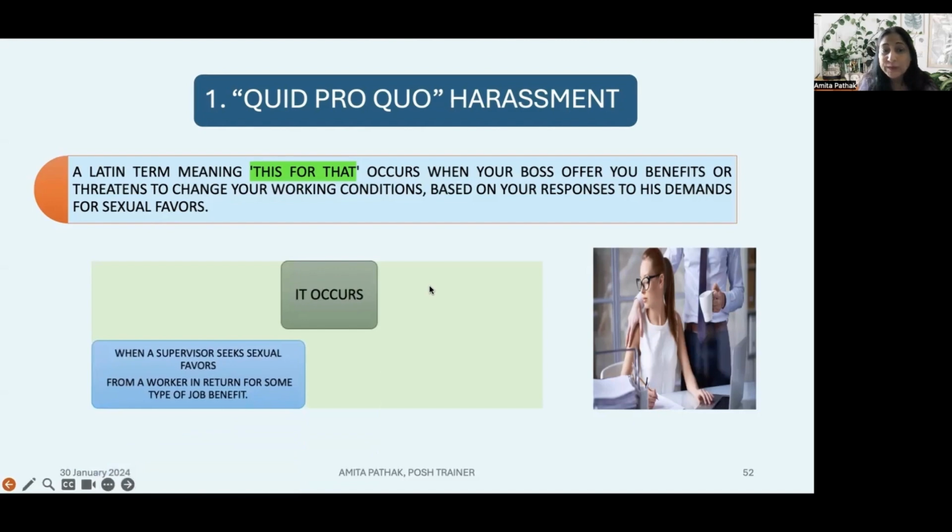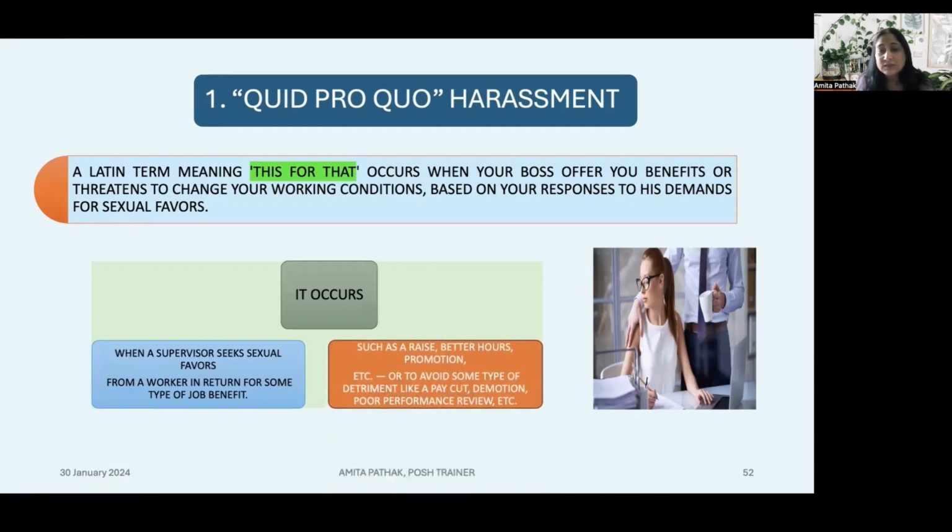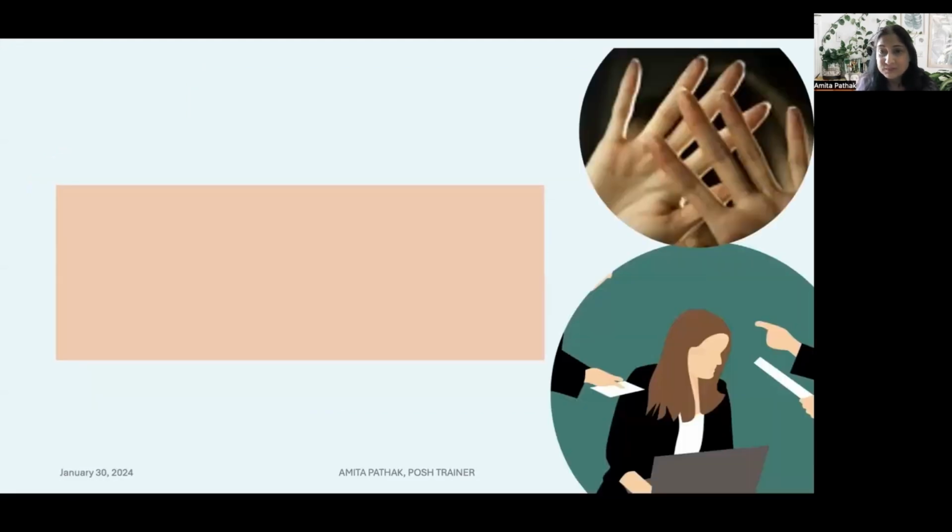It occurs when a supervisor seeks sexual favors from a worker in return for some type of job benefit, such as a raise, better hours, promotion, or to avoid some type of penalty like a demotion. So this is quid pro quo harassment.